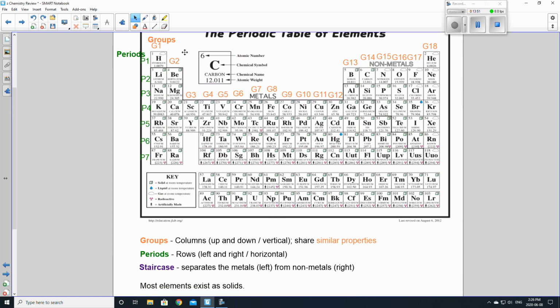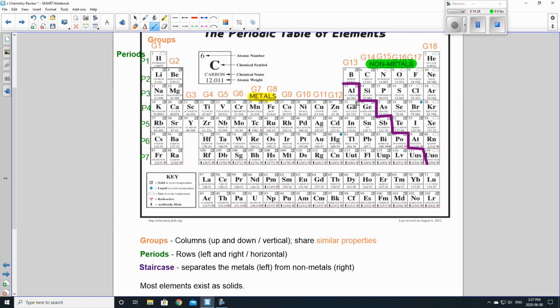Next up, there's also a staircase. A staircase separates the metals. First of all, there are metals on the left-hand side. That's something important. There are metals on the left side, and the non-metals are on the right-hand side. And we have a staircase, starting right on top of aluminum, going down over to here. This is what separates the metals on the left from the non-metals on the right.